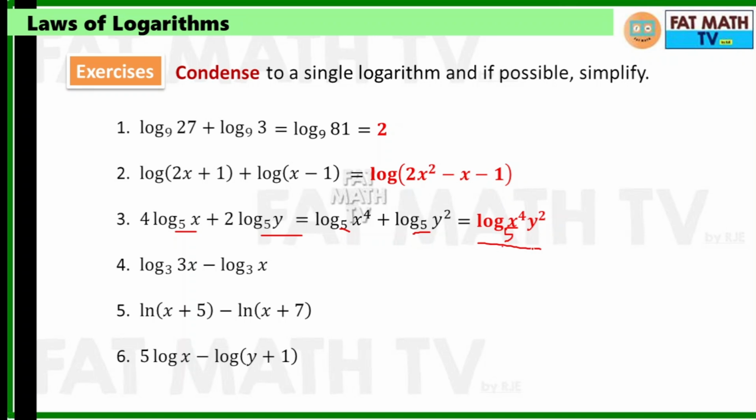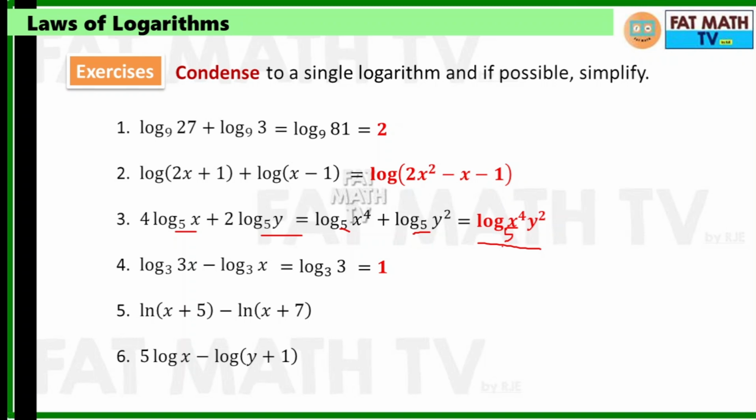Okay, number 4, logarithm of 3x to the base 3 minus logarithm of x to the base 3 can be expressed as the logarithm of 3x over x to the base 3. And 3x over x is 3, so logarithm of 3 to the base 3 is 1.